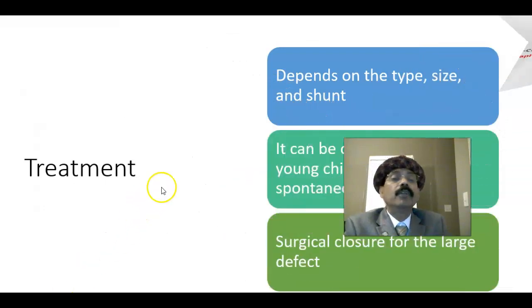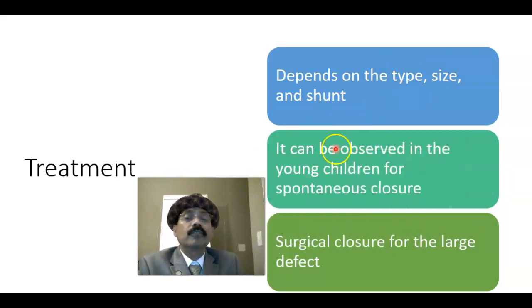Okay. Treatment depends on the type, size, and shunt, and treatment should be determined by the cardiologist or cardiothoracic surgeon, especially the pediatric cardiologist and pediatric cardiothoracic surgeon. It can be observed in young children for spontaneous closure. As we discussed, small defects may close in around 50 to 70% of cases. Even a large gap may close in around 10% of cases. Then the definitive treatment is surgical closure for the large defect.